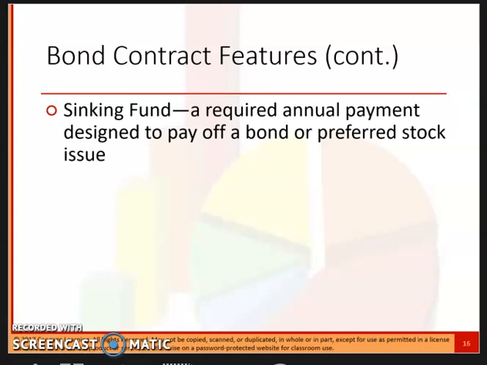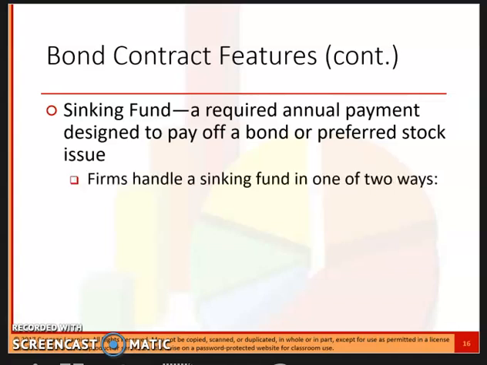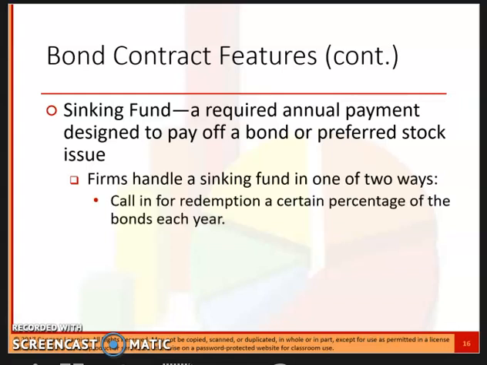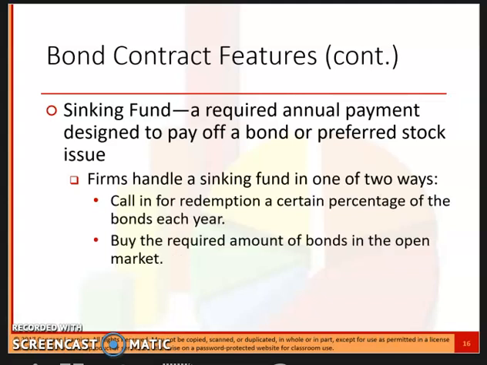A sinking fund is a required annual payment designed to pay off a bond or also preferred stock. The firms can handle sinking funds in two ways. They call the bonds based on a percentage of the bonds each year, or they can buy them in the open market. Sometimes they'll buy them in the open market if they're cheaper to buy there.